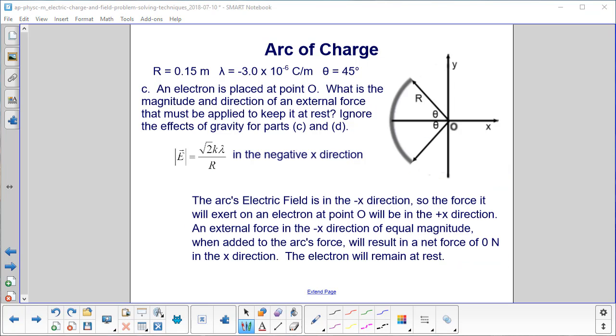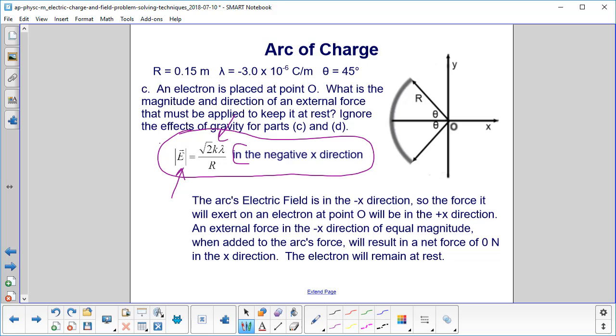An electron is placed at point O. What is the magnitude and direction of an external force that must be applied to keep it at rest? And we're going to ignore gravitational effects. So let's start with our electric field. And perhaps this makes you a little uncomfortable because we're showing the magnitude of the electric field is this, and then I tacked on the direction.